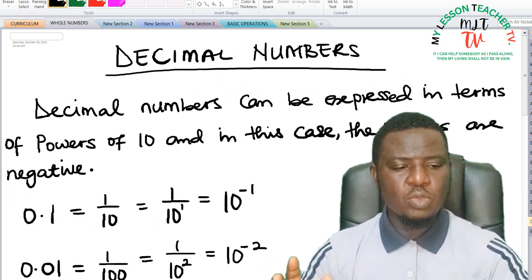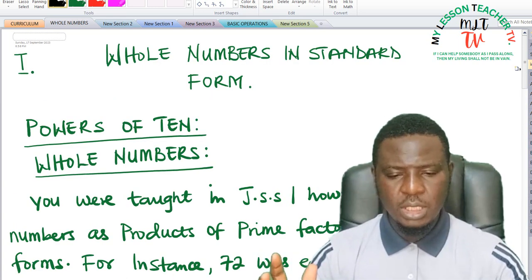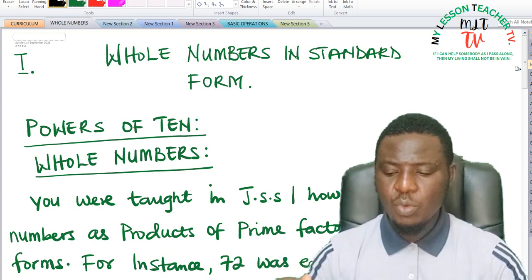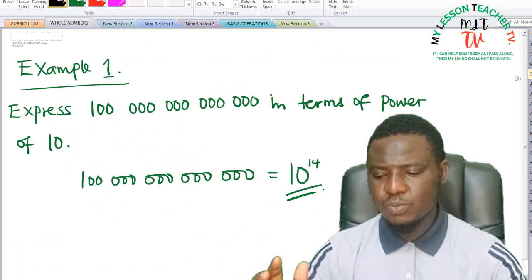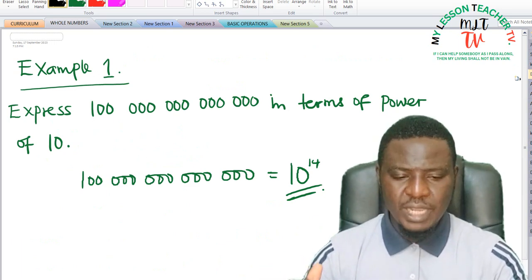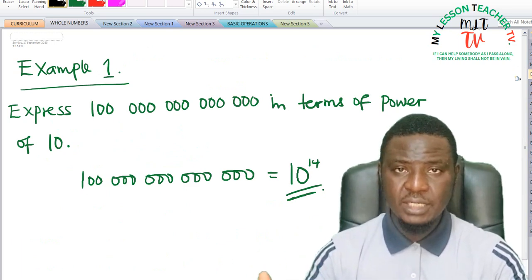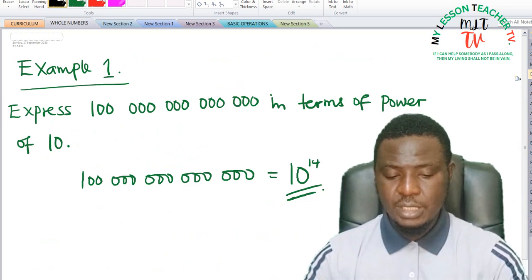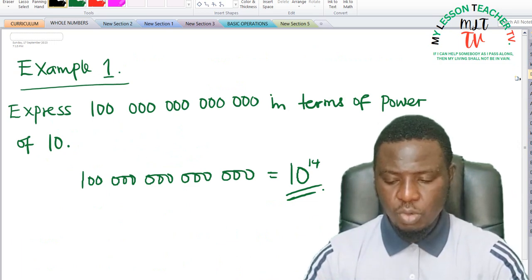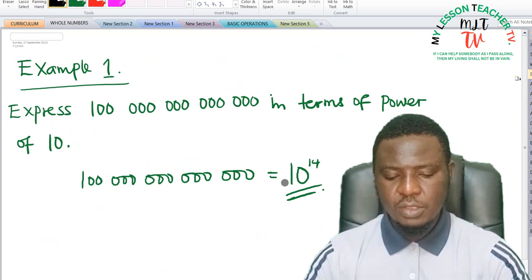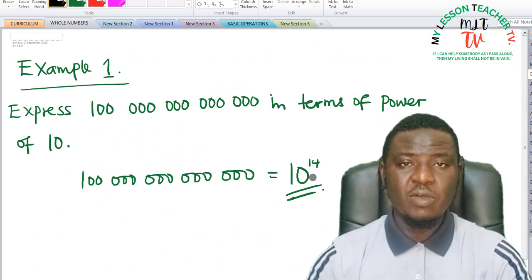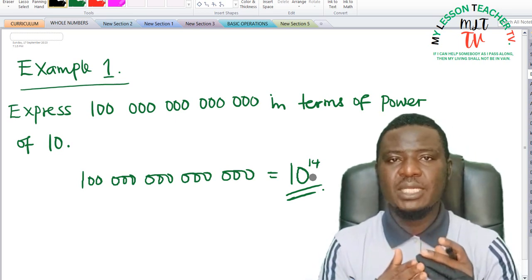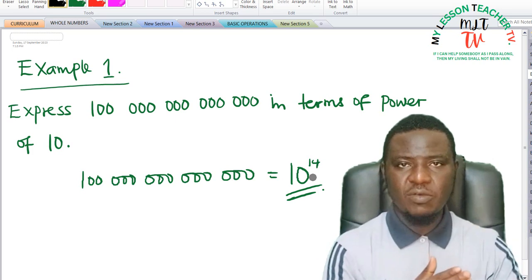At the last class, we looked at whole numbers in standard form, where we looked at powers of 10. I gave you examples on how to express multiples of 10 in terms of powers of 10. And we did an example as stated on the board where we have 10 raised to the power of 14, meaning 10 multiplying itself 14 times.